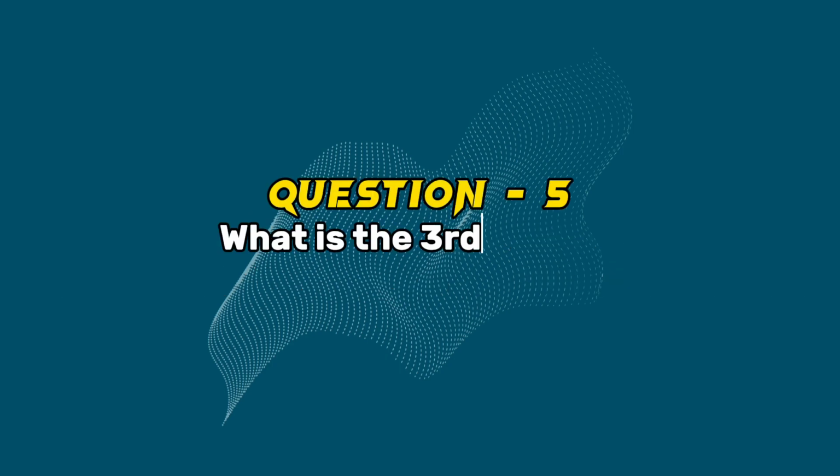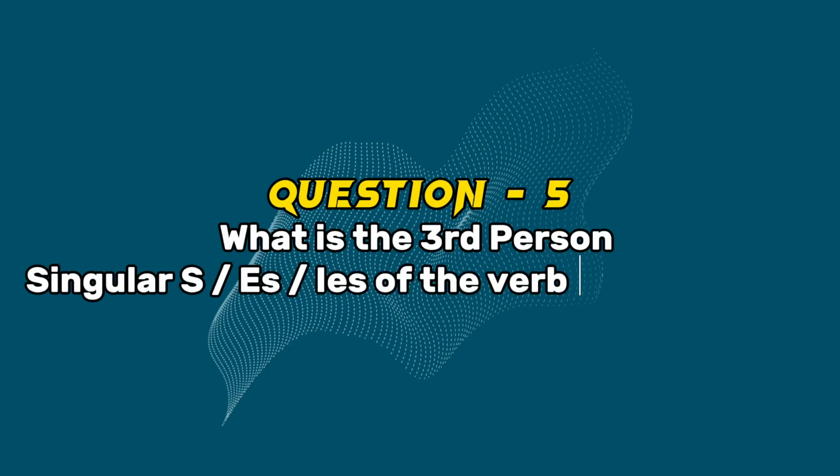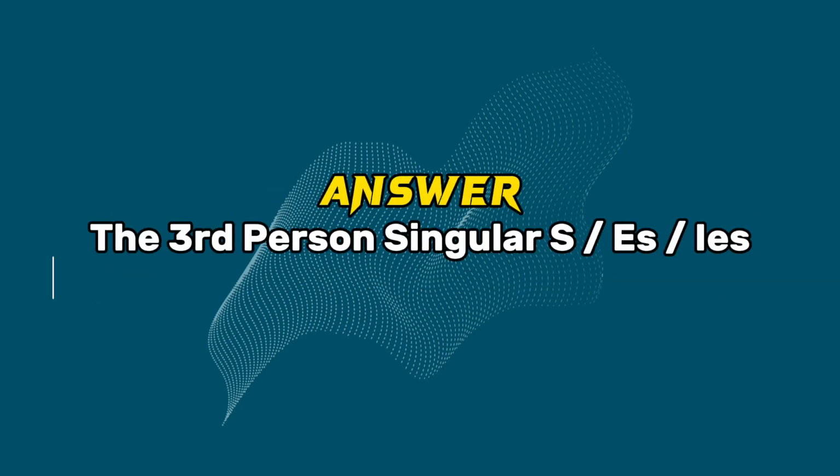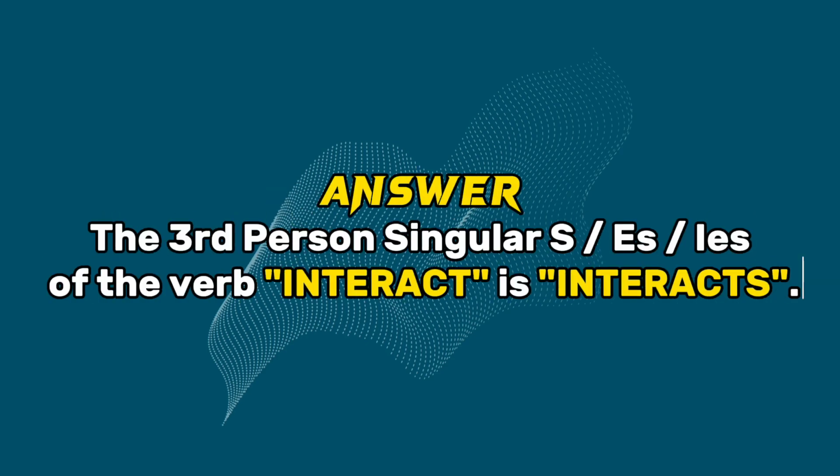Question 5. What is the third person singular S/ES of the verb interact? Answer. The third person singular S/ES of the verb interact is interacts.